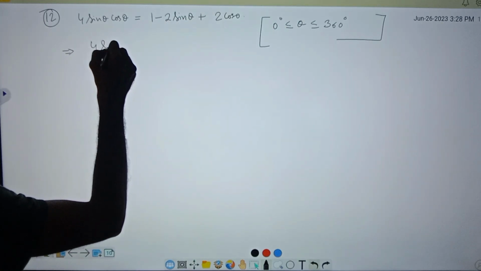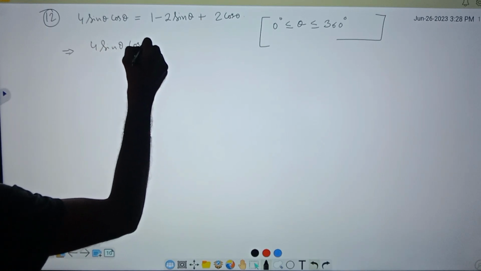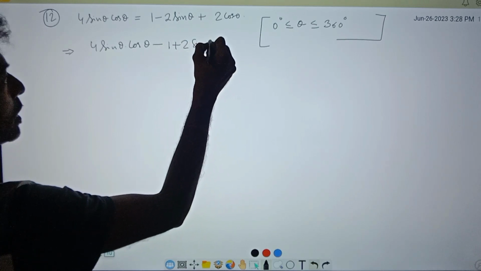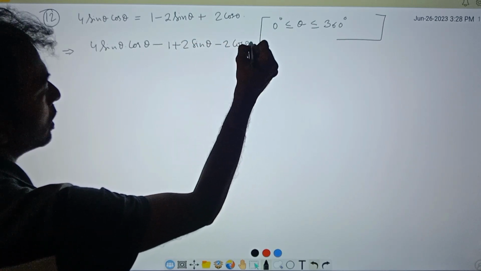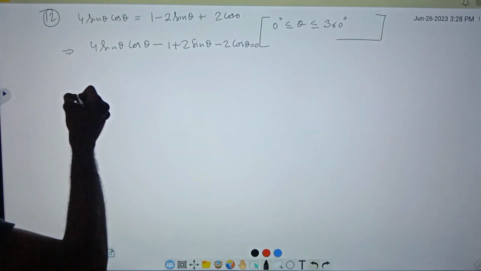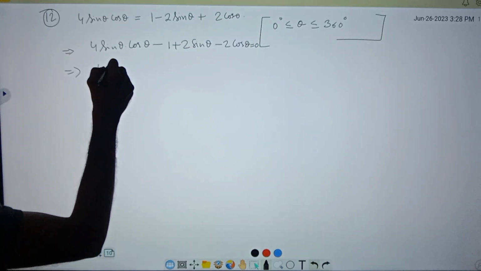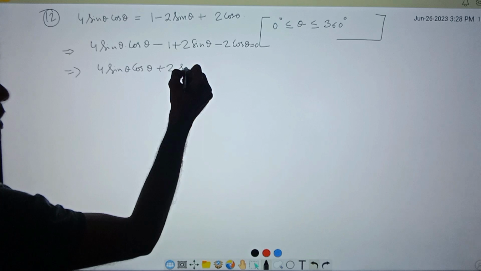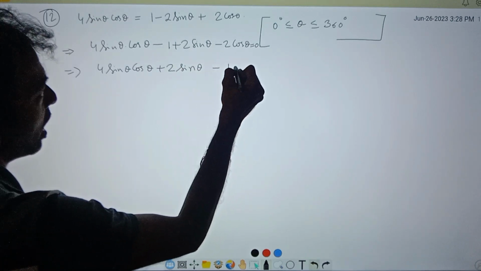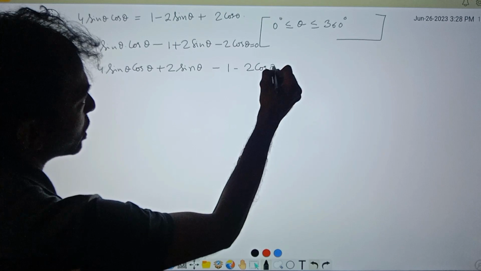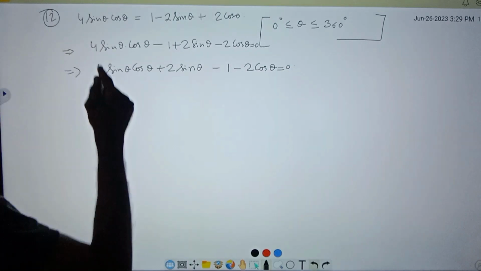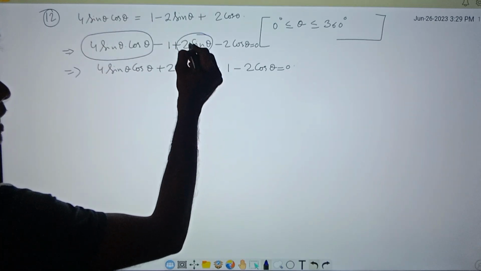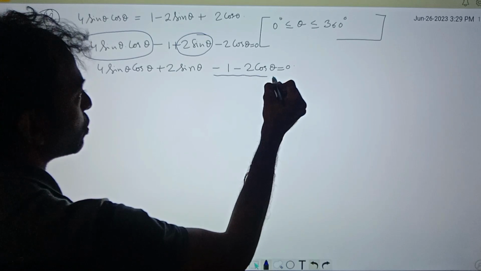4 sin theta cos theta minus 1 plus 2 sin theta minus 2 cos theta. We're taking all of them to the left hand side and just rearranging them. 4 sin theta cos theta plus 2 sin theta minus 1 minus 2 cos theta equals 0. What happened here? We have grouped 4 sin theta cos theta with 2 sin theta, and minus 1 minus 2 cos theta.